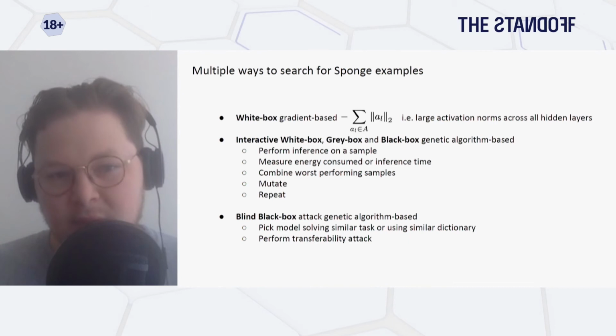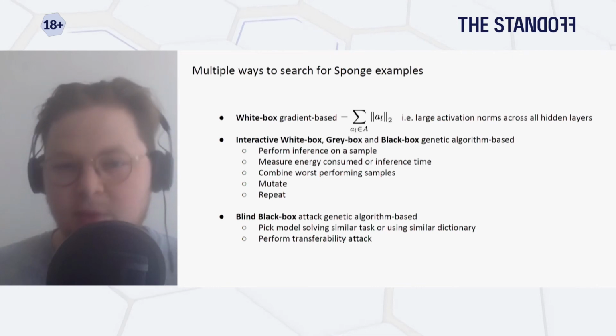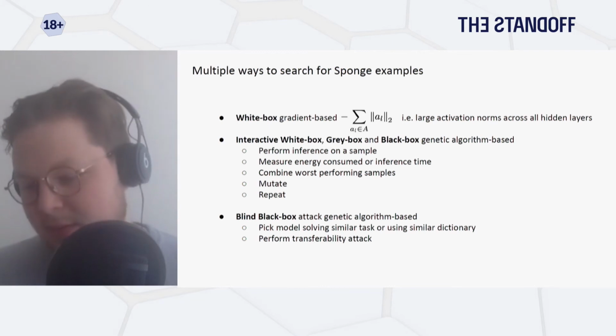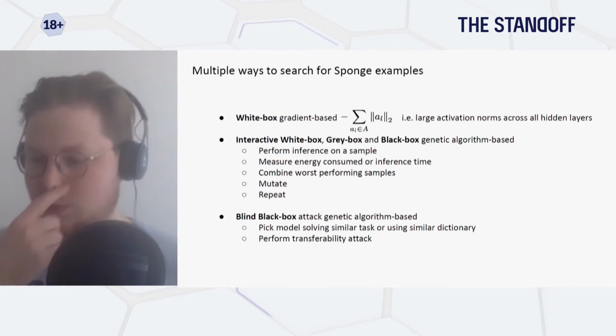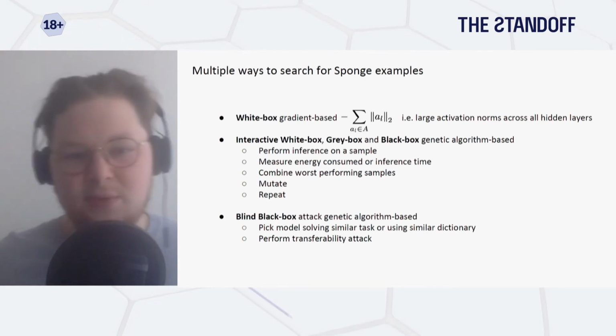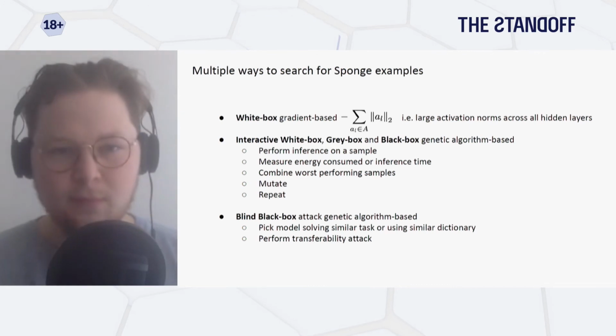The other thing we evaluated was the idea of a blind black box, where you're actually not allowed to interact with the model which you want to attack and exploit, but rather you can basically build a sample on another model to which you have access, and then transfer the attack sample to the model which you want to attack. Okay, let's go on.